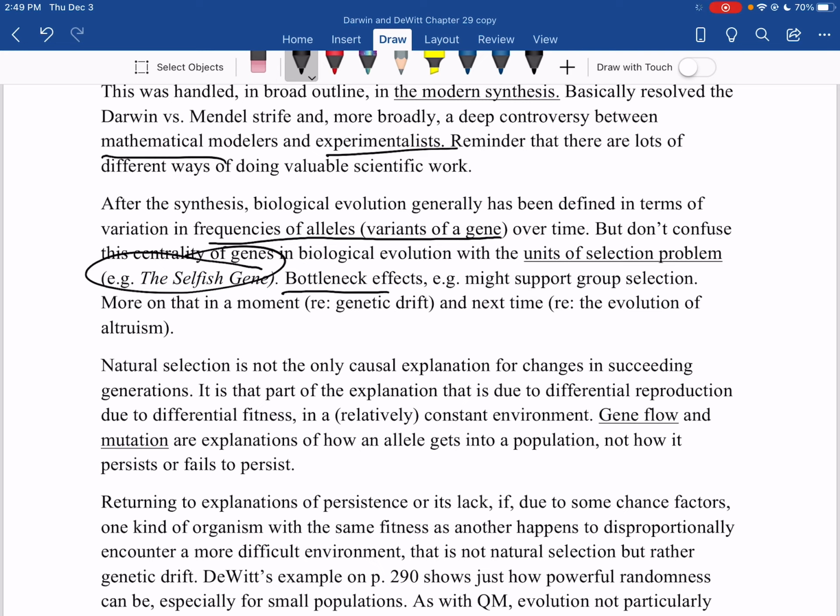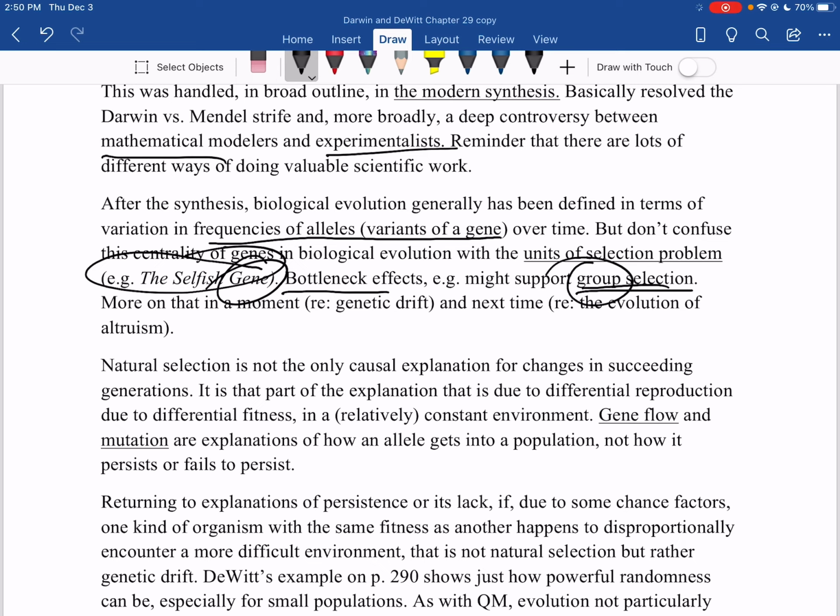DeWitt talks about things like bottlenecks. If, due to, say, a natural disaster, only a small and less diverse population of a certain kind of organism survives, selection might be operating on the group. That group might have the property of being genetically homogeneous. That's not a property a gene can have. It's not a property an organism can have. It's a property that only a group of organisms can have. And so arguably, evolution operates on individual genes, on organisms, and on groups of organisms.